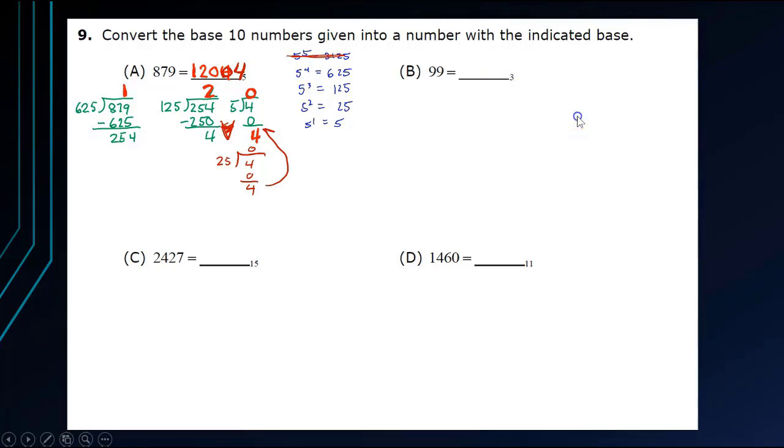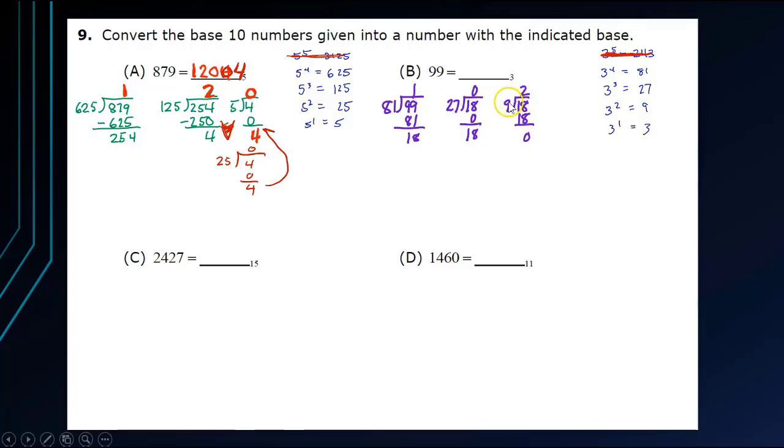99 in base 3. I look at the powers of 3. 243, which is 3 to the 5th power, is not going to be involved. And so I take 99 divided by 81. I get 1 with a remainder of 18. When I try to have 18 divided by 27, obviously that's not going to work. I'm going to have 0 of that, and it's going to be the remainder of 18.